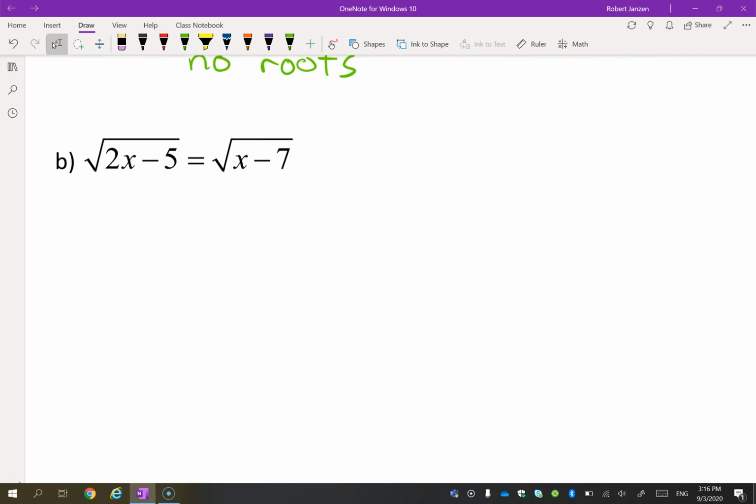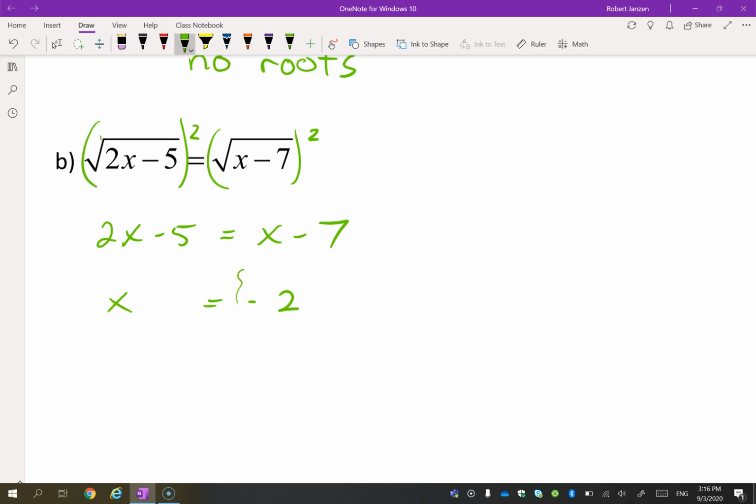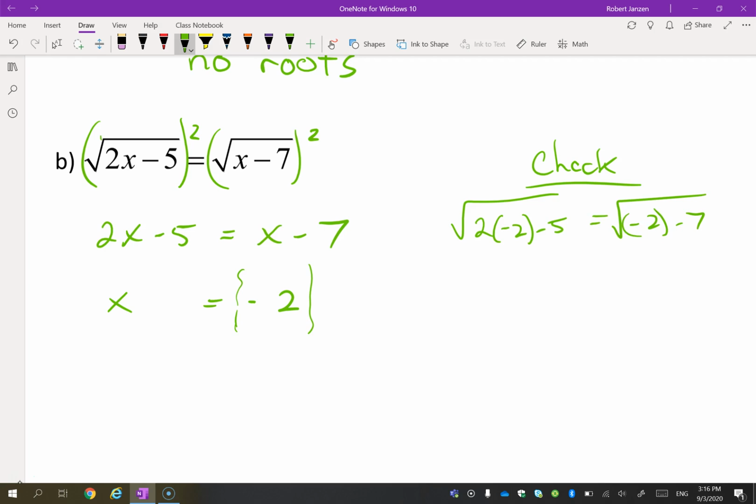Next one. Well, these radicals are not like terms, so I can't collect them. I can't put them together. But the good news is there's nothing else, so I could just square both sides here. So I get 2x minus 5 equals x minus 7. Algebra gives me x equals negative 2. Okay, so let's check this. The root of 2 times negative 2 minus 5, does that equal the root of negative 2 minus 7?